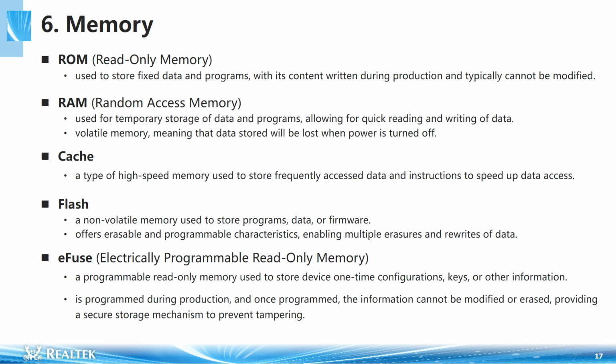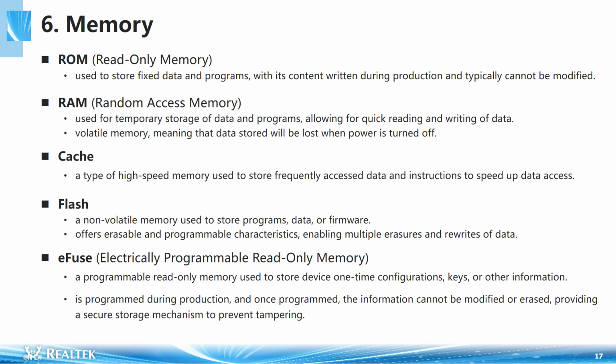ROM, read-only memory. Used to store fixed data and programs. Contents are written during manufacturing and are usually not modifiable. Commonly used for storing boot programs, firmware, and other data that does not need frequent updates. RAM, random access memory. Used for temporarily storing data and programs. Allows for fast data reading and writing. It is volatile memory, meaning data is lost when power is cut off.